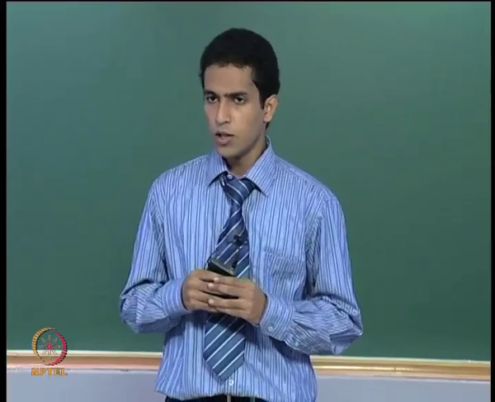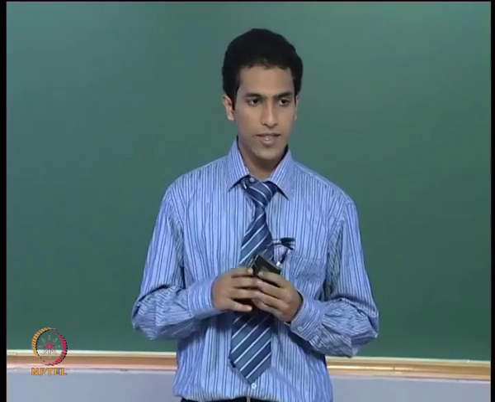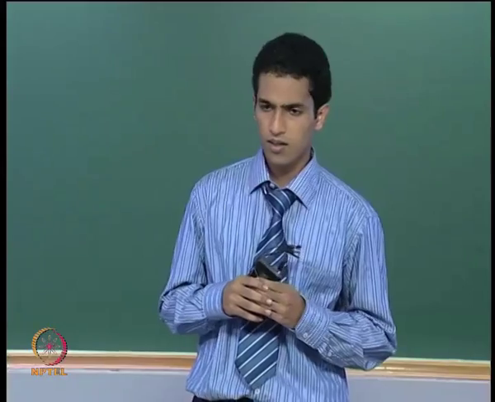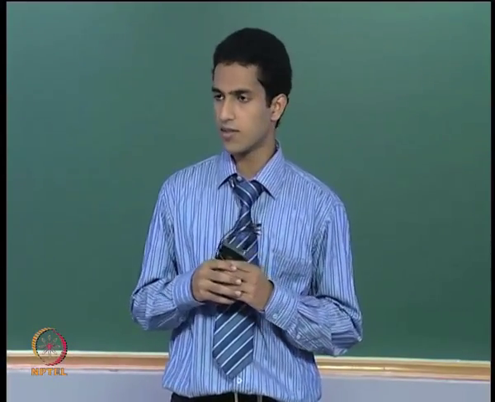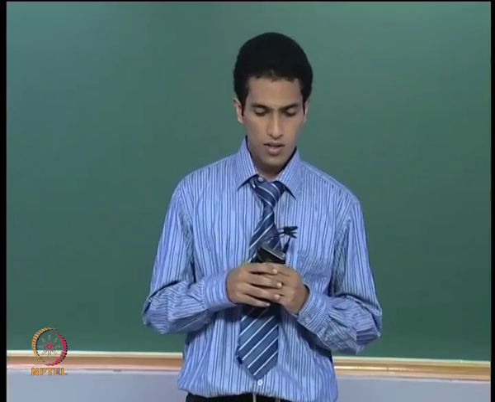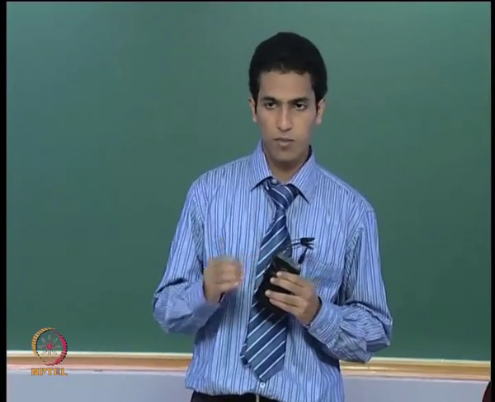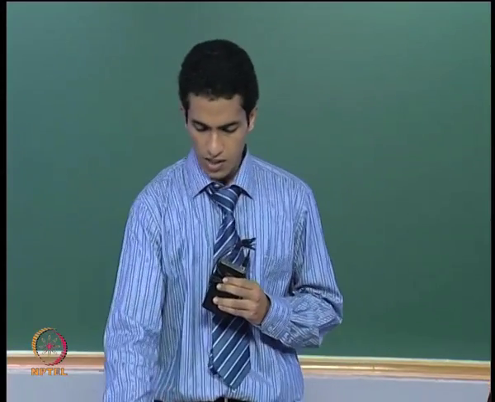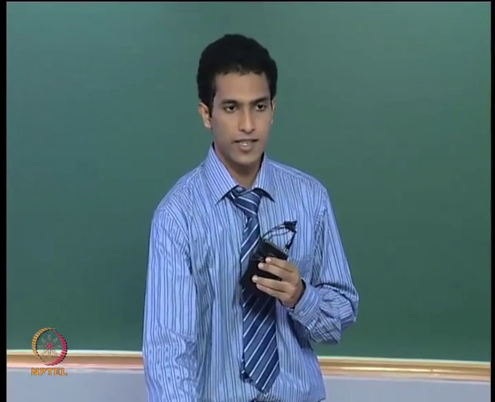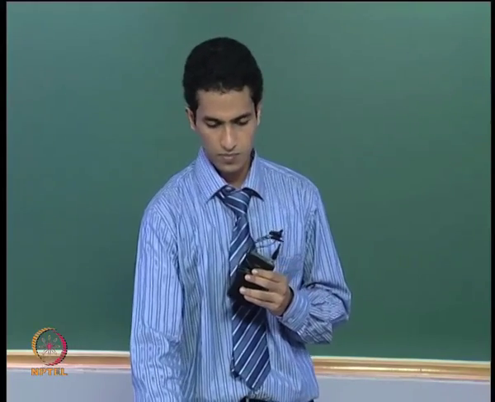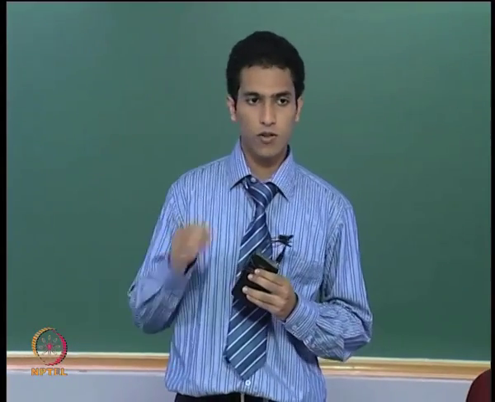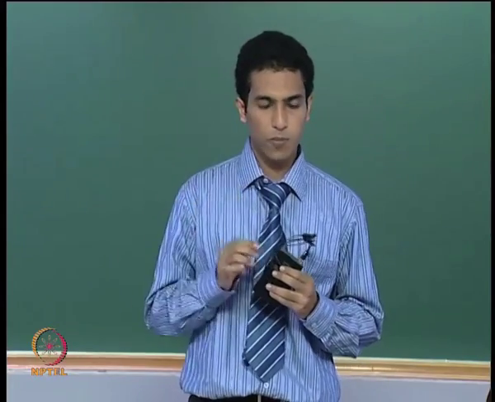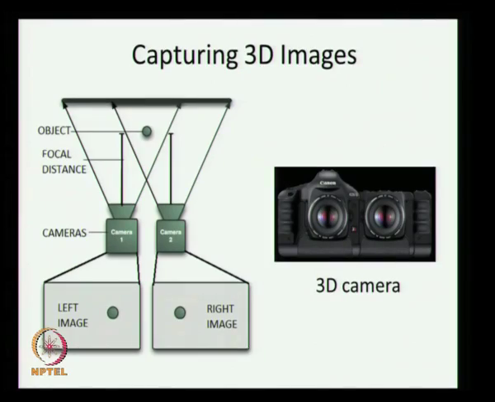Today I am going to talk about 3D photography. We perceive in 3 dimensions using images captured by our eyes, which are separated by about 7 centimeters. We use the same principle for taking 3D photos. We take photos of the object from 2 separate points which are separated by a distance that is equal to the distance between our eyes.